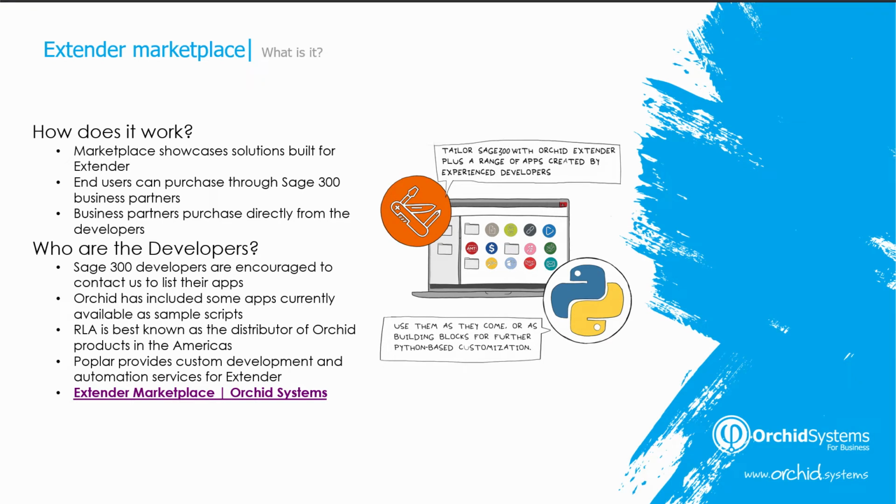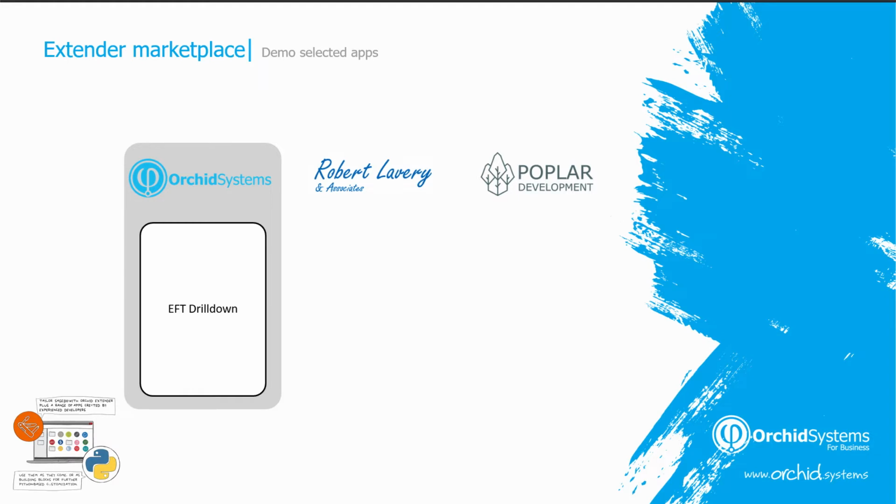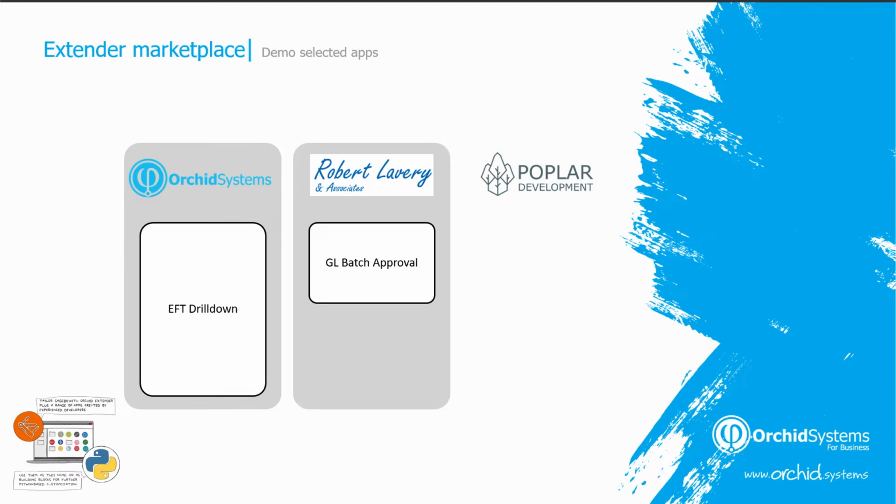So this gives you an idea as to what is currently on the marketplace, and obviously we will be adding new apps as we go. Today we will focus on a few examples from our 3 developers. From Orchid, we will look at an example to drill down to EFT Screens from AP and AR Screens. Then Scott from RLA will demonstrate 2 examples of workflow, one on GL batch approval and one on bank entry approval.